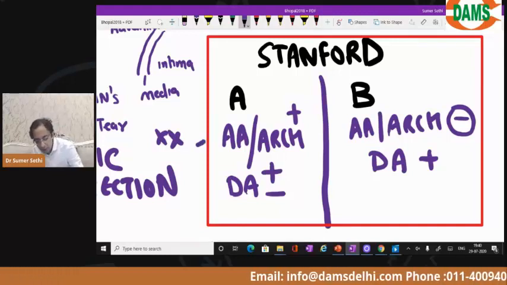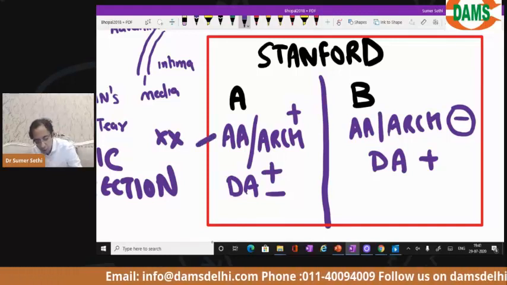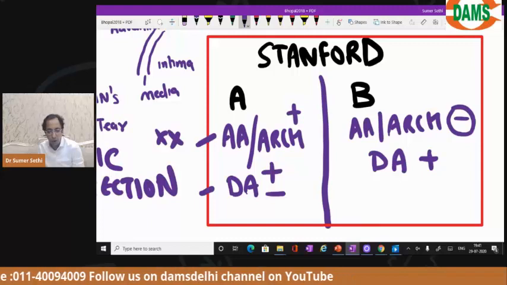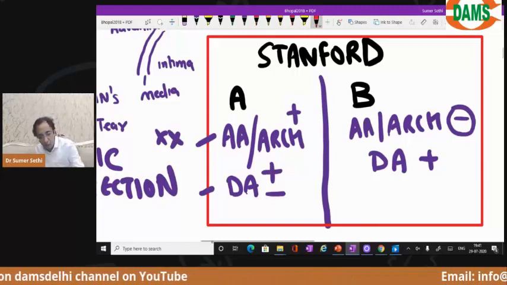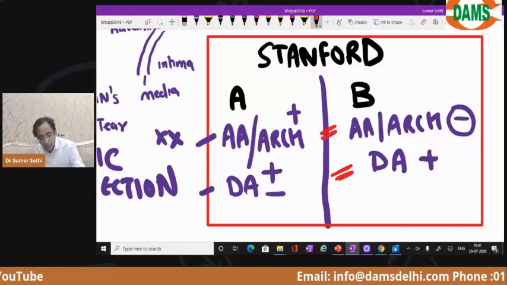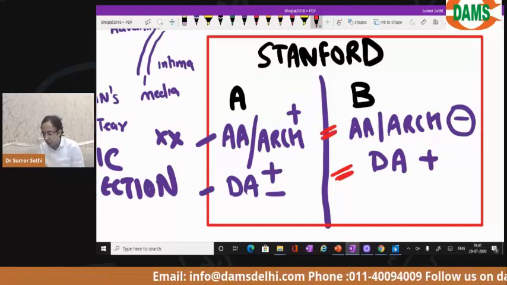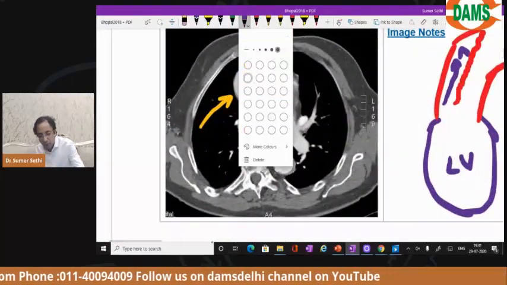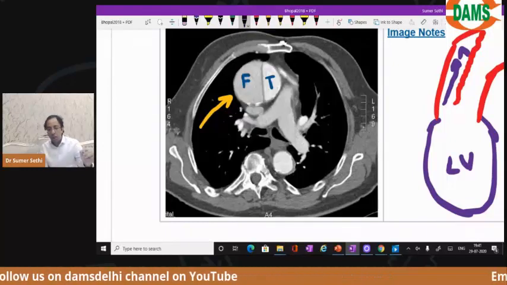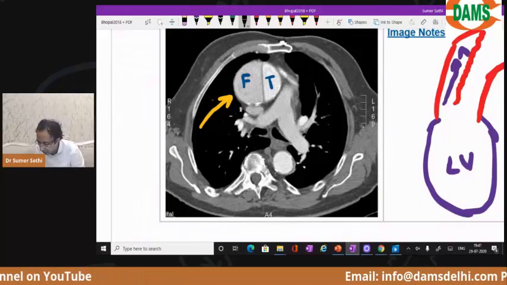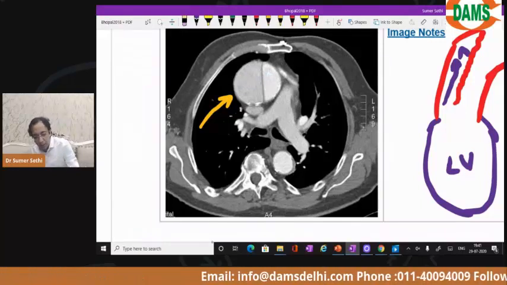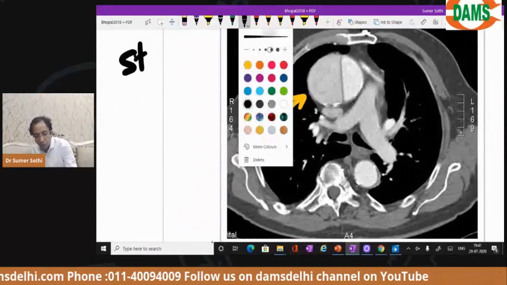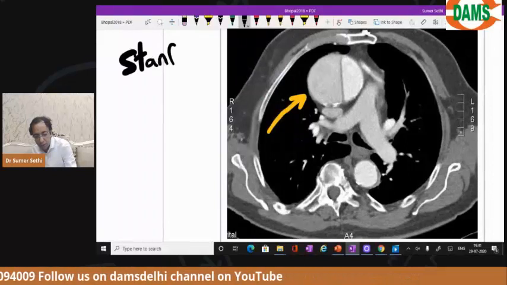If aortic dissection is involving the ascending aorta and arch, we will call it Stanford type A. The descending aorta may be involved, may not be involved, we will still call it Stanford type A. But if only the descending aorta is involved and the ascending aorta and arch are normal, we will call it Stanford type B. The DeBakey classification is not clinically so relevant. It is more of a pathology concept. Radiologically and clinically, we mainly deal with the Stanford classification. My question is this. Look at the image here and tell me what type of aortic dissection do you see in front of you? What type of aortic dissection is this?